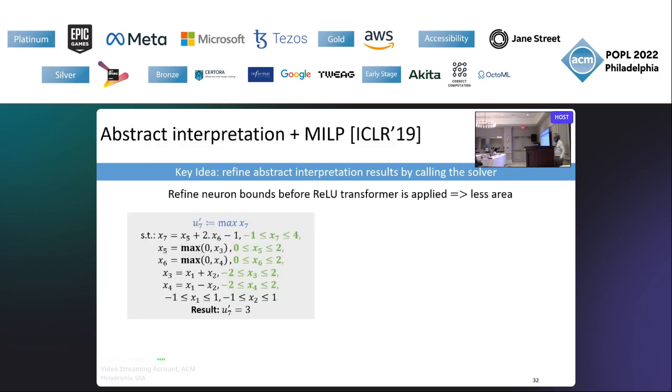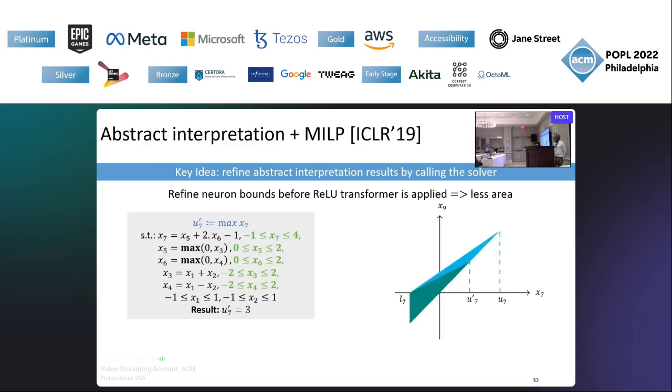So here, what you will do is you will encode the whole network as a mixed integer linear program again, but you would also add the interval bounds that you get from the deep poly analysis to reduce the search area for the solver, and then ask the solver, give me the maximum value of x7, because this is where you were losing precision before. So if you do that, the solver is able to say that the maximum value is equal to 3.